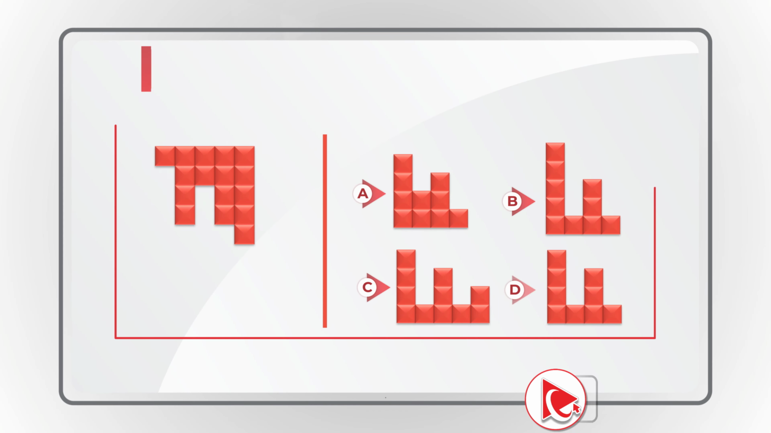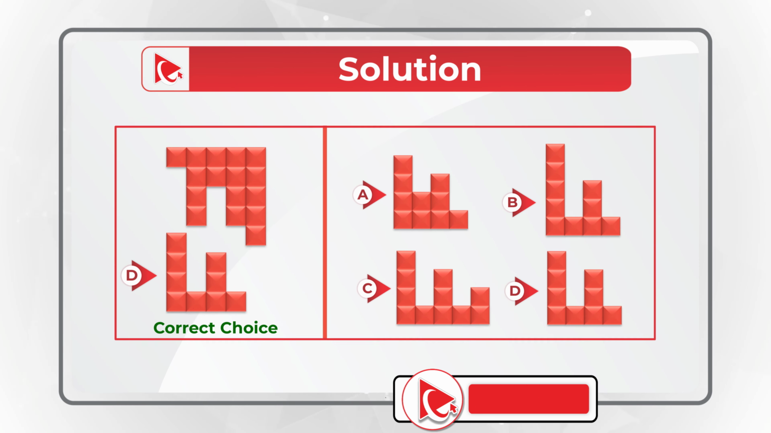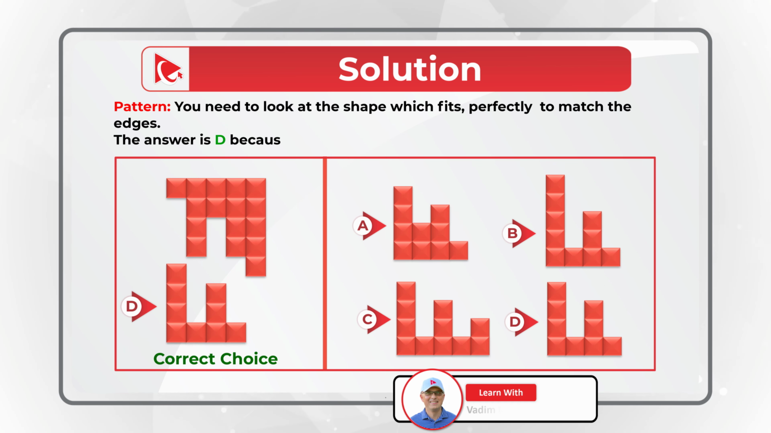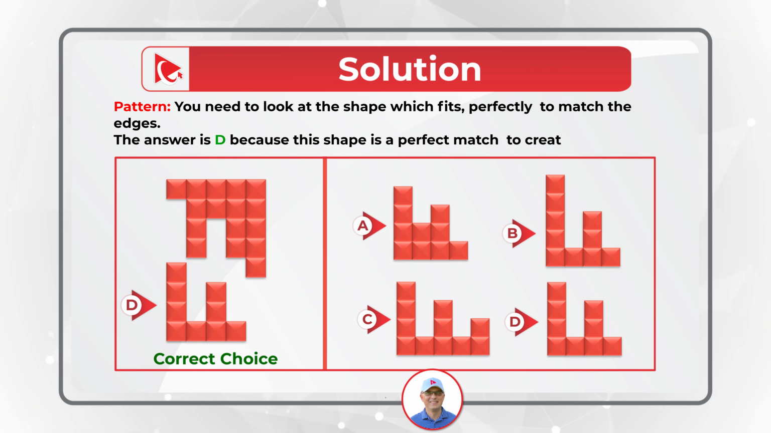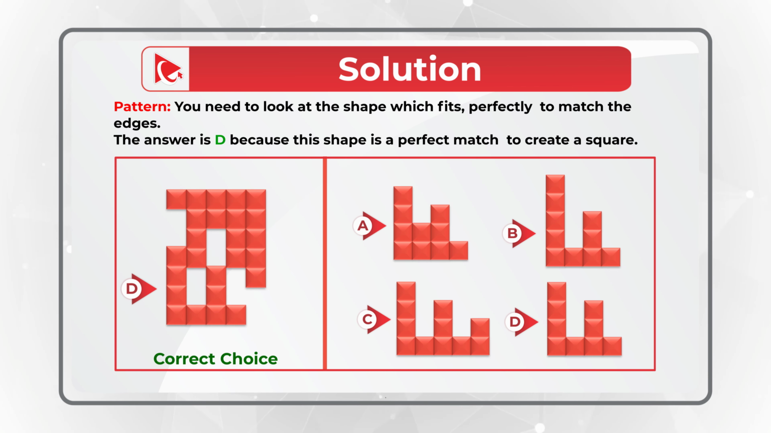As you might have figured out, the correct choice here is choice D. And to get to this answer, you need to look at the shape, which fits perfectly to match the edges. Since this is the 5 by 5 square, choice D is the perfect shape because it matches perfectly to create a full square. Hopefully you've nailed this question on your own and now know how to answer similar problems on the test.